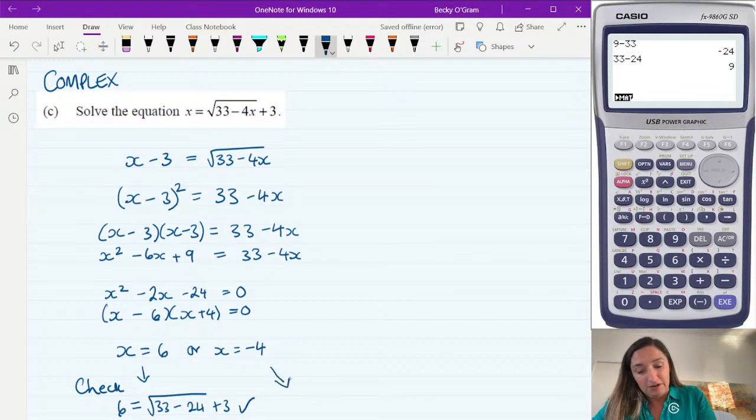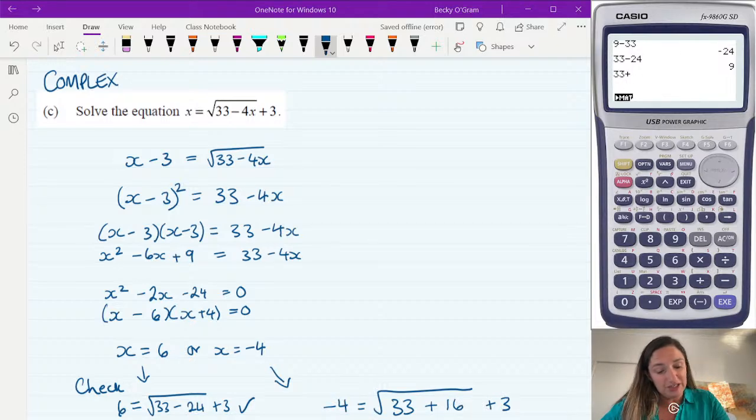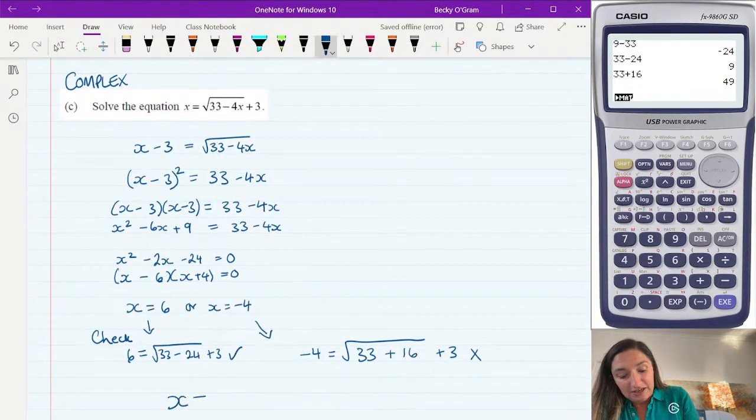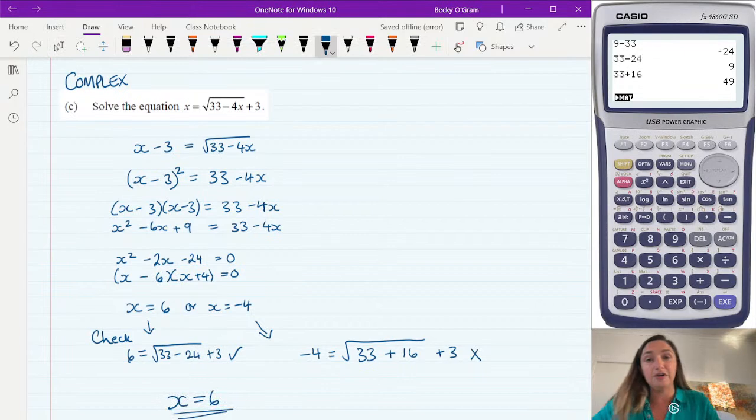If we check the minus 4, we get 33 minus, it'll be 4 times minus 4, so that's a plus 16, and plus 3. You should be able to see fairly easily this one is not going to work, because if we square root 33 plus 16, we get 7, and then add on 3, that makes 10. It's not going to give us the solution that we want. So from there, we can say x equals 6 is our final solution.